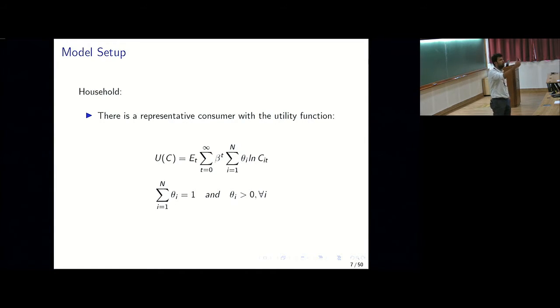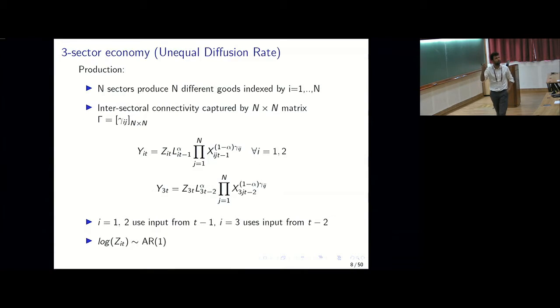This consumer consumes this C_it good in every period. And then what we are doing is summing over all these goods, which is i equal to 1 to n, and then summing over the entire life cycle of this representative consumer. It's a very standard technique, but people use it all the time. Nothing interesting is happening on the household side. The interesting part is the firm side. How are these firms actually interconnected with each other?